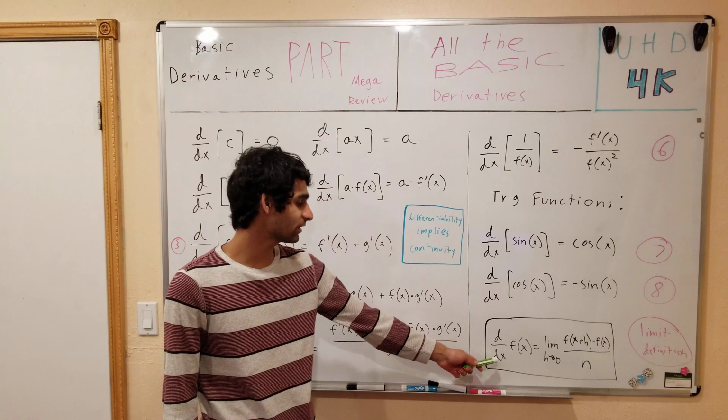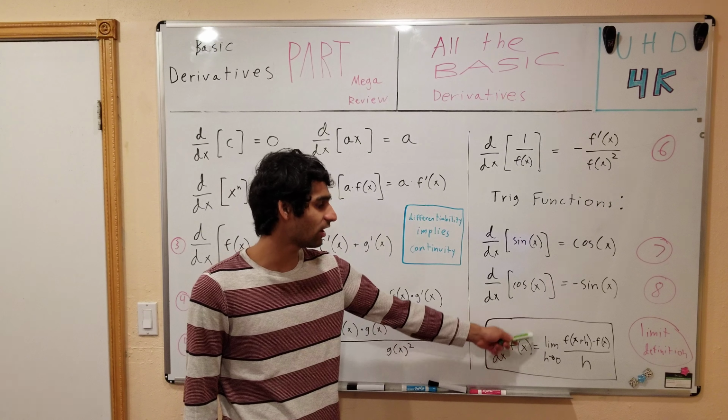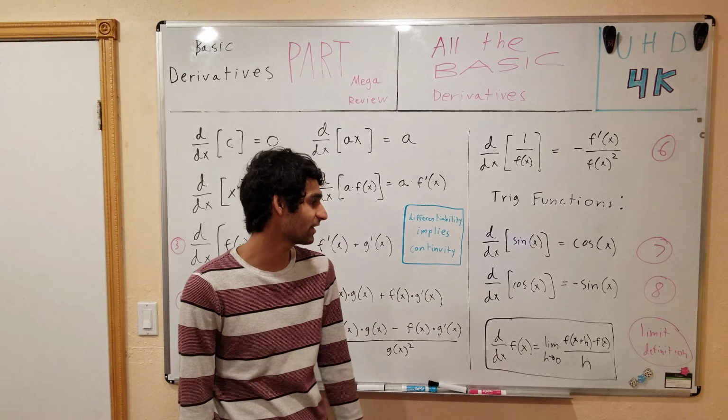We can define the derivative with respect to x of a function f of x as follows. The limit as h goes to 0 of f of x plus h minus f of x, divided by h.